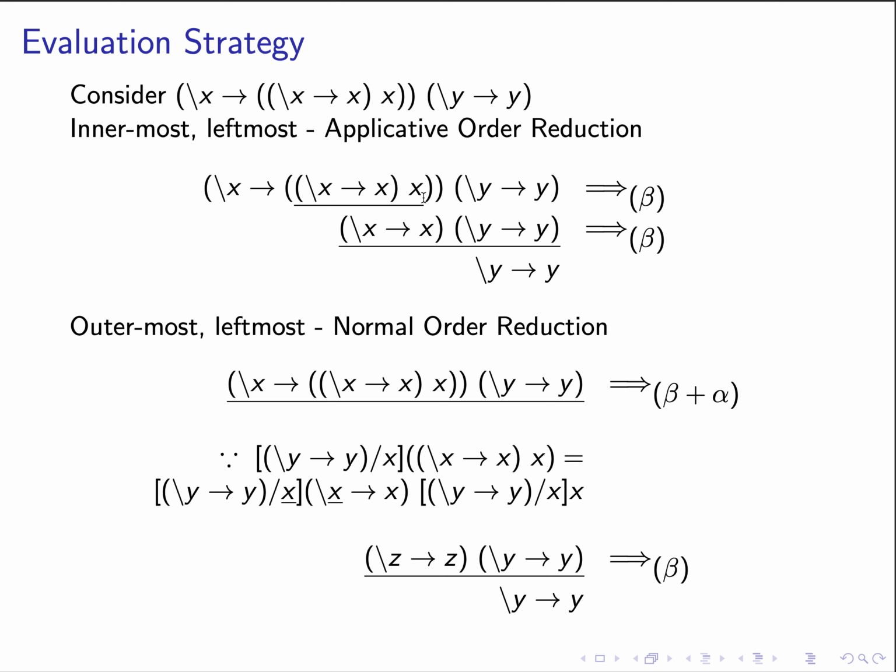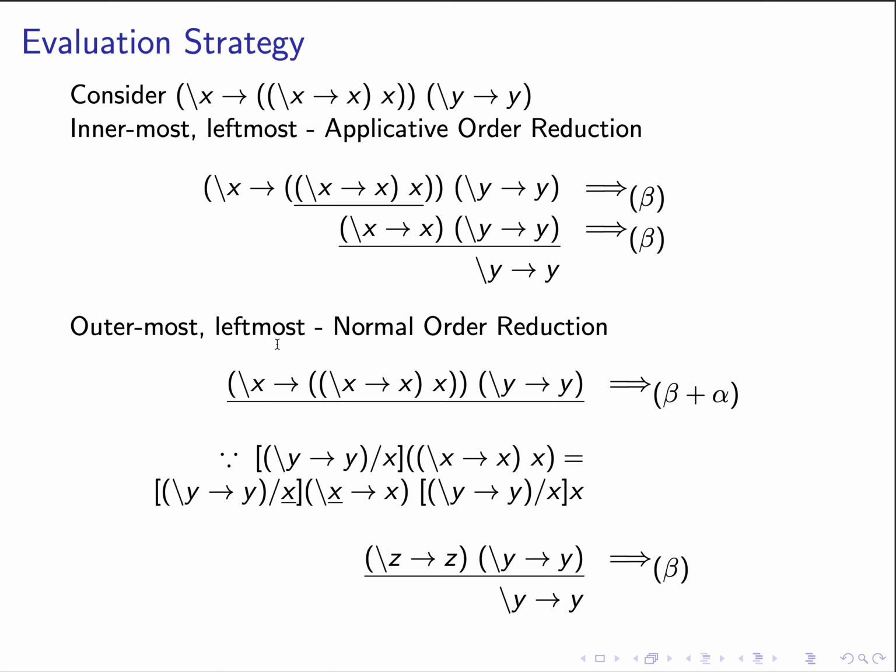Which is the outermost x. So this whole term will be reduced into this one: lambda x, return x. Again, this is the outer x1. Then we look at this redex, and obviously this will give us lambda y. y.